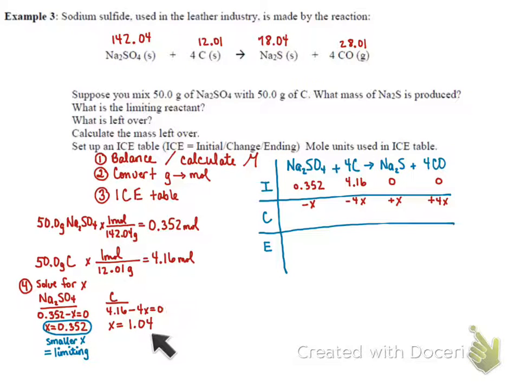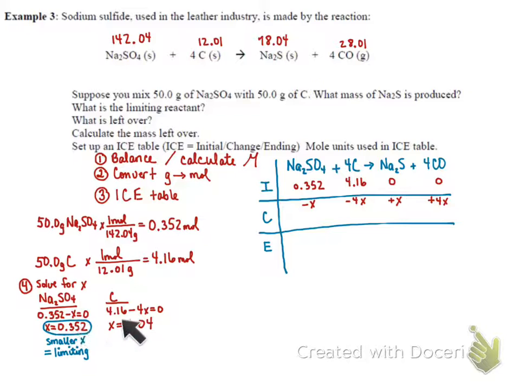And then we do the same thing for carbon. So the starting moles are 4.16. That comes from here. And then for carbon, it's minus 4x, and that's because of the 4 in front of the carbon here. So 4.16 minus 4x, set that equal to 0, solve for x, and x is 1.04.